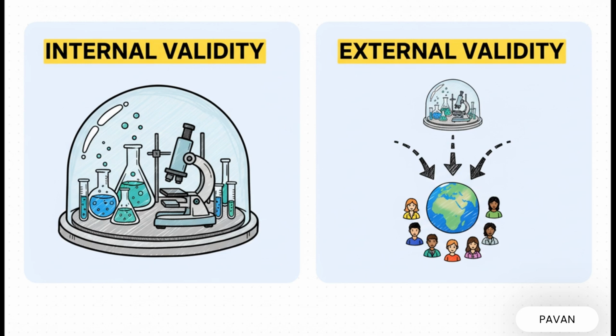Was it designed well? Did you avoid those confounding variables? It's all about whether this specific study is believable. But then you have external validity, and that's the bigger question. Okay, cool, it worked in your lab, but does it apply to the real world?